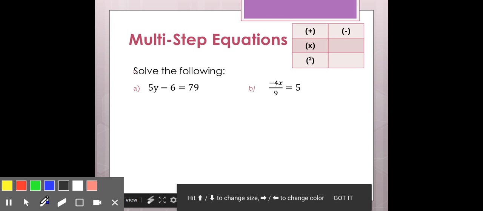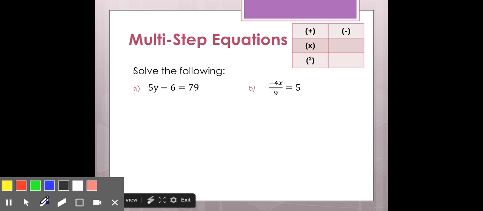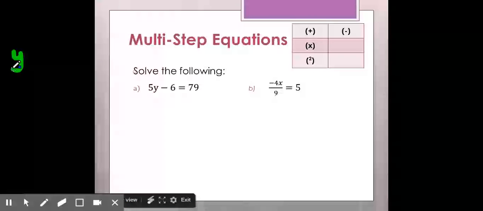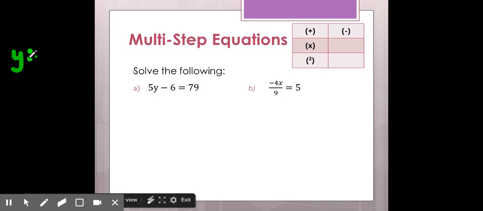So now we're working with multi-step equations, which means we're going to have to do more than one step. So let's look at A: 5y take 6 equals 79. We're going to want to work with y, and we can start by looking at y and thinking to ourselves, what's happening to y? Well, first it's being multiplied by 5, and after that we're taking away 6.